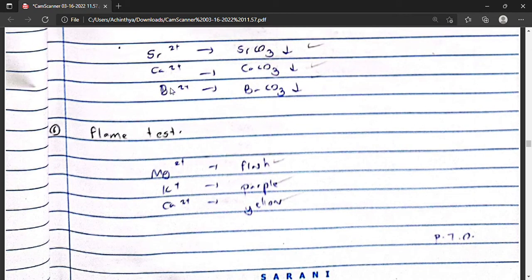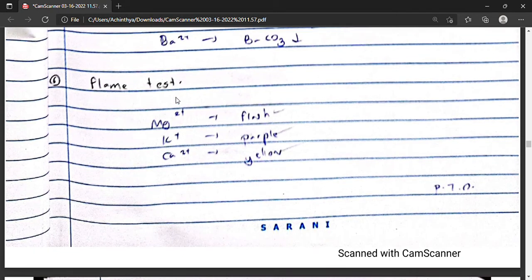Then we can filter these precipitates if they formed, and to the filtrate we can do the flame test, in which if we observe a flash, we can conclude that magnesium ions are present in the solution. If you observe a purple or lilac flame, it is potassium ions present in the solution filtrate. If we observe a yellow flame, we can conclude that calcium ions are present in the solution.